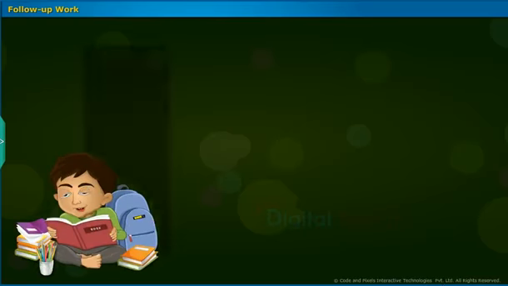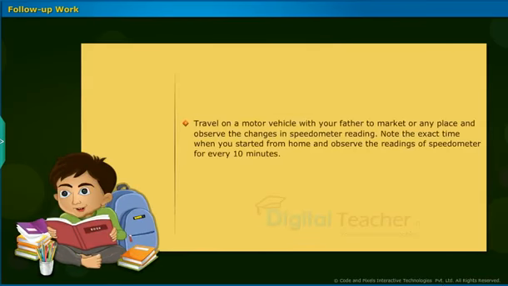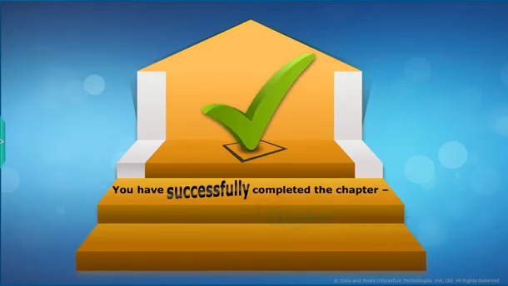Follow-up work. Travel on a motor vehicle with your father to market or any place and observe the changes in speedometer reading. Note the exact time when you started from home and observe the readings of the speedometer every 10 minutes. You have successfully completed the chapter Motion and Time.